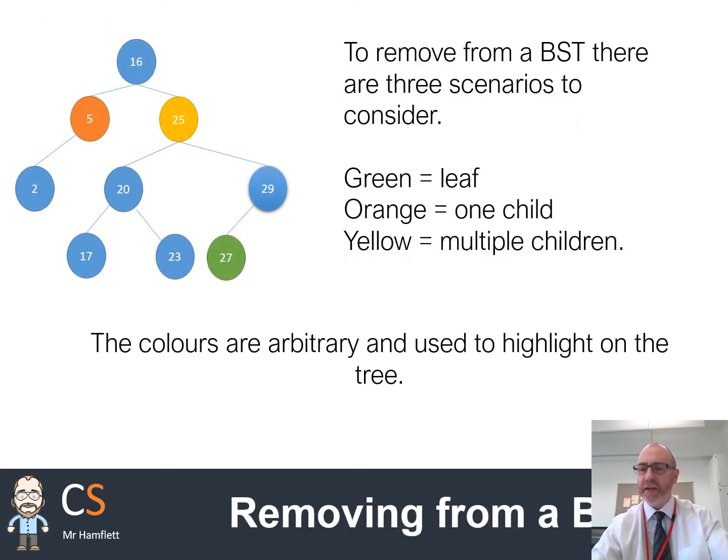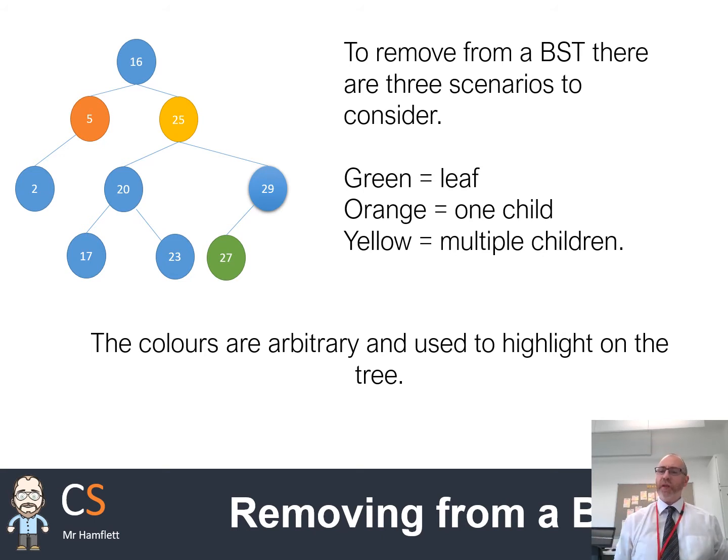So we've already had a look at how we add nodes to a binary search tree, which is essentially where we'll start at the top of the tree and work our way down until we find a place where there is no leaf, and then we put it in. Now, removing from a binary search tree is slightly more difficult.